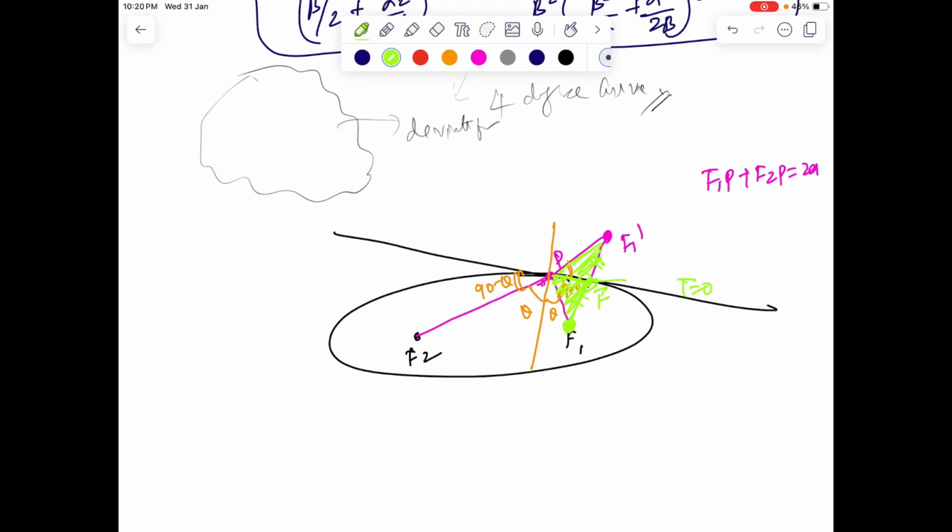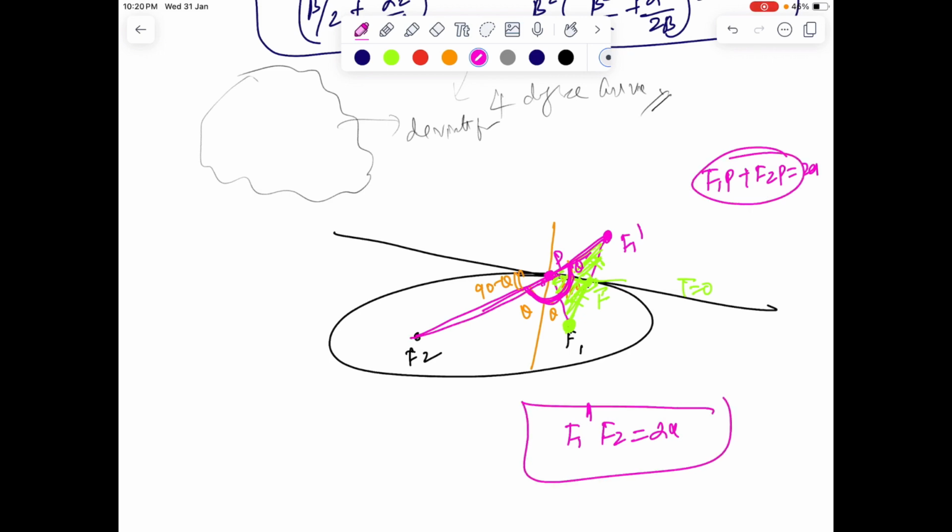Because we have reflected this, these two are congruent because of SAS, right? So from congruency we can easily check this angle is theta as well. So the overall angle made at point P is 180 degrees. Hence points P, F2 and F dash must be collinear. And that surprisingly solves the question because it shows F1 dash F2 is always constant, which is 2A. That is the same as F1P plus F2P.